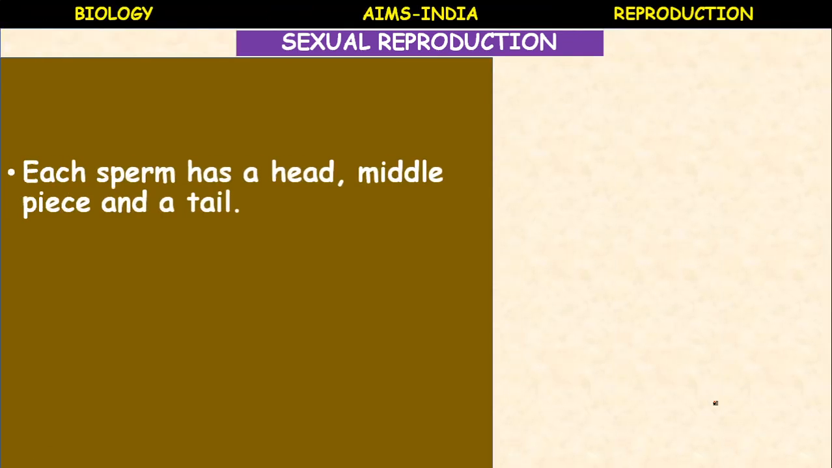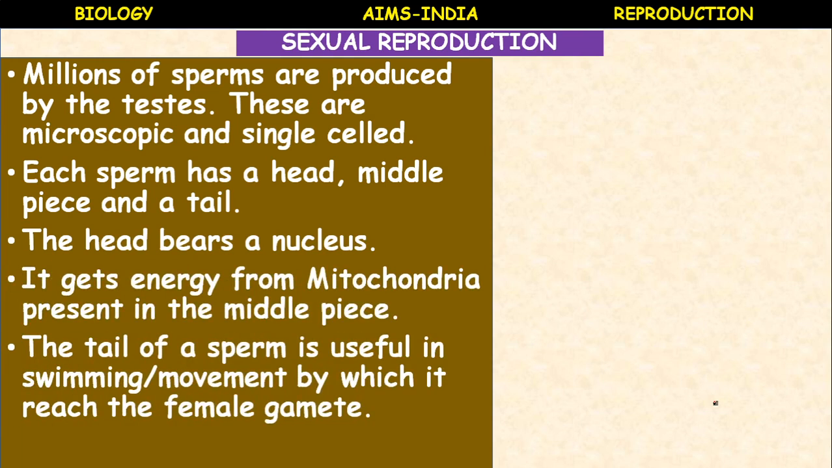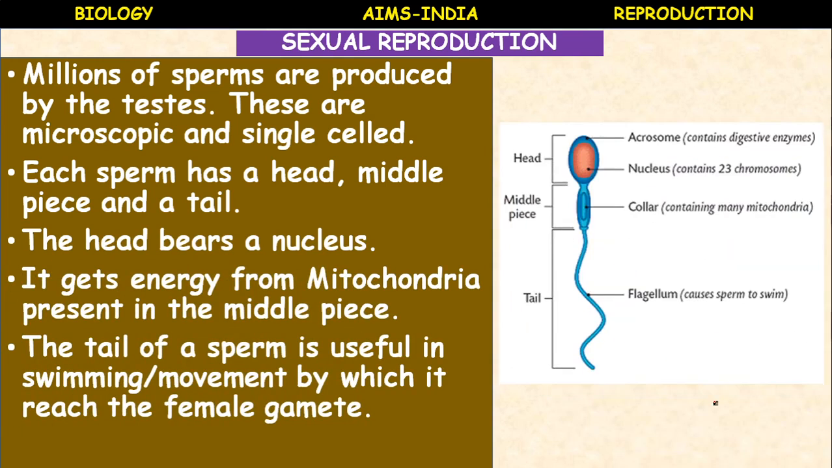Let us study the structure of sperm in detail. Millions of sperms are produced by the testes. These are microscopic and single celled. Each sperm has a head, middle piece, and a tail. The head bears a nucleus. It gets energy from the mitochondria present in the middle piece. The tail of a sperm is useful in swimming or movement by which it reaches the female gamete. So actually there are many parts, but it is a single cell, microscopic, very small.